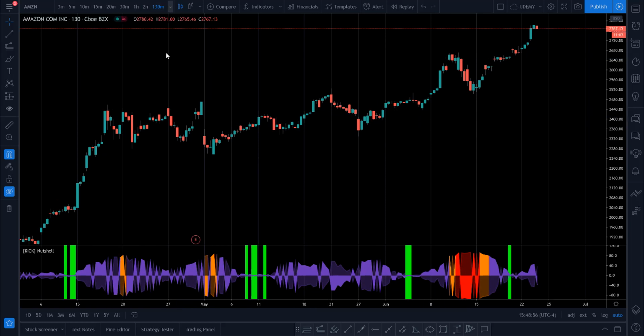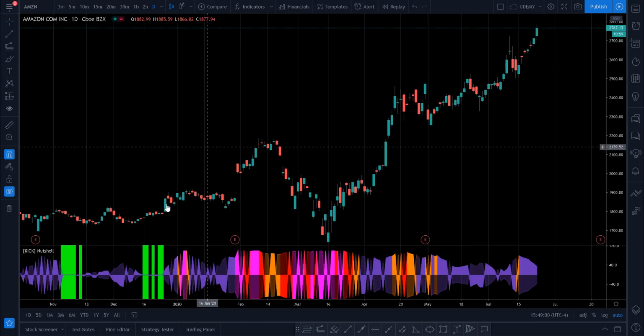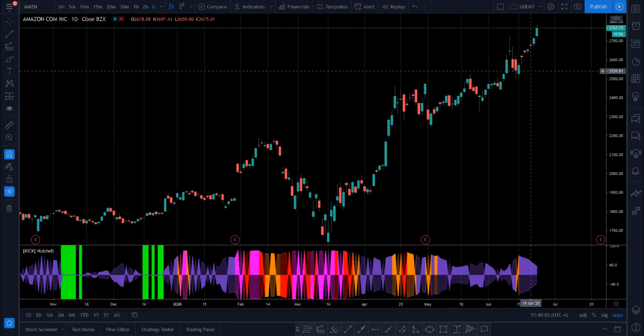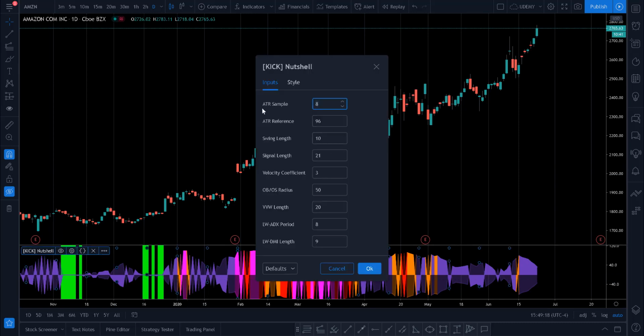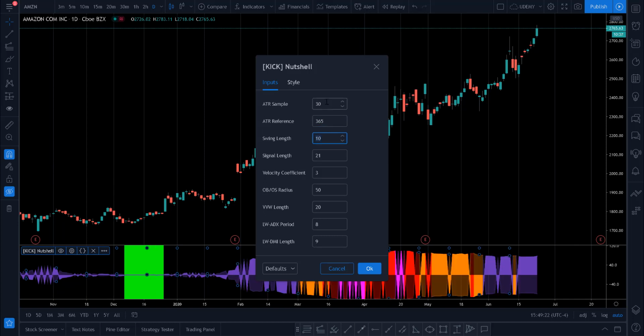However, if you're looking at, say, the daily, you can still use these settings, and what you're basically doing then is comparing the last 8 days to the last 96 days. It'll still work, but you may be better off changing those to something like 30 and 365, so that you're comparing the last month of volatility to the previous year.